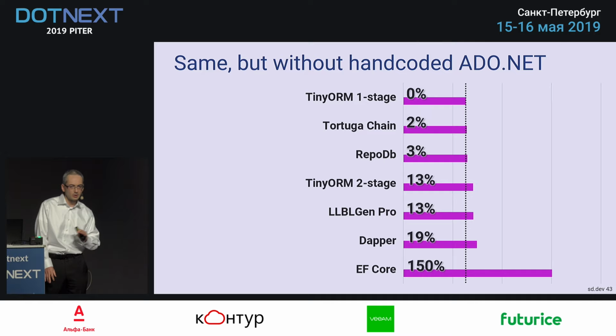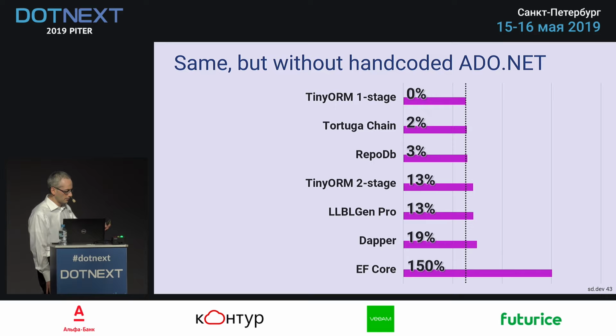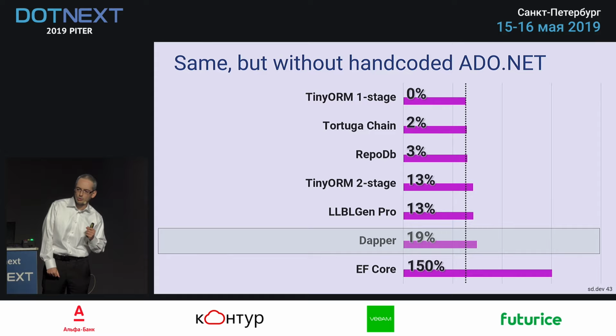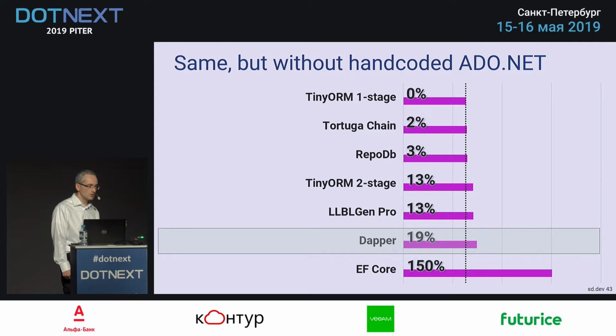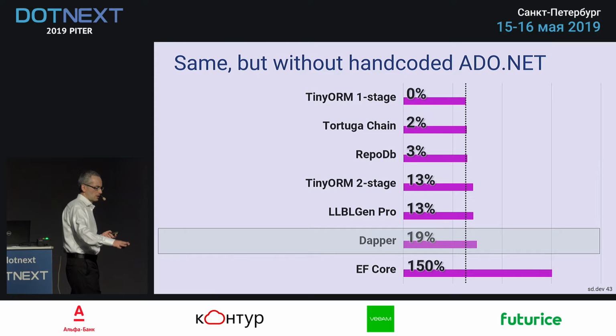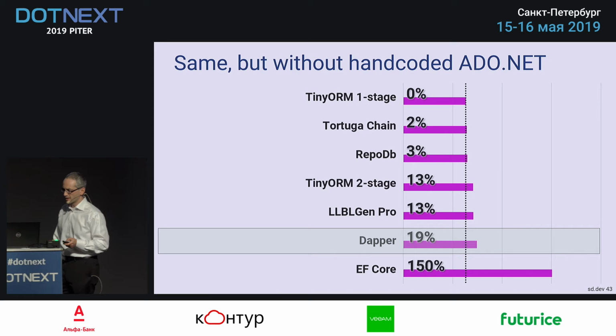So now you're looking at the exact same set of numbers, but now I'm baselining it to the first available micro-ORM. So let's find Dapper in this picture. So you can probably see Dapper there closer to the bottom. And Dapper has roughly around 19% overhead compared to the fastest alternative micro-ORM. So that's not particularly fast. Entity Framework is the same old, familiar, predictable 150% overhead. I don't think I'm going to surprise anybody with that number.